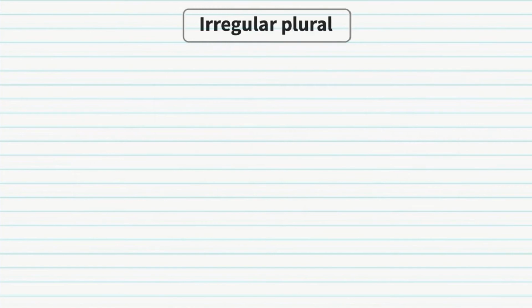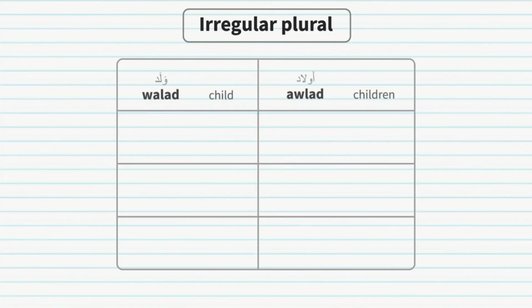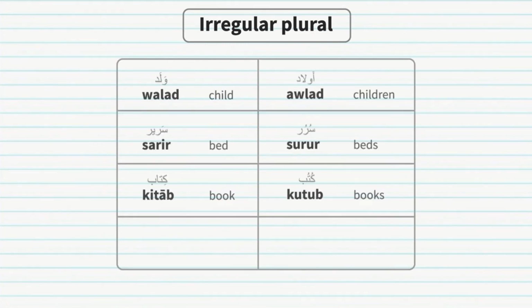The broken or irregular plurals. The irregular plurals in Arabic have many different patterns, so it's recommended that while learning a new word, try to learn both the singular and the plural form for that word. Some examples: walad, awlad, sarir, surur, kitab, kutub, qit, qitat.